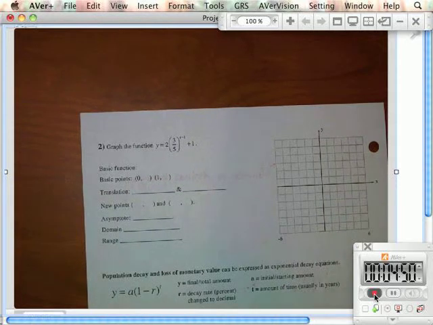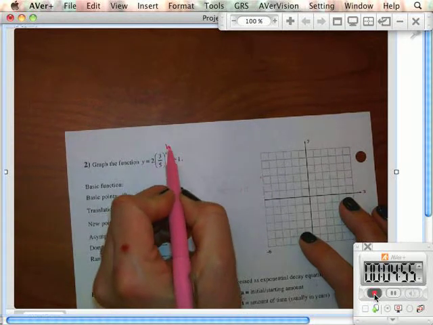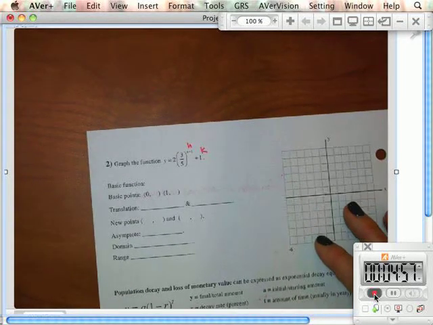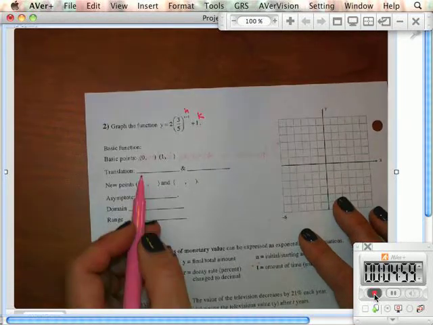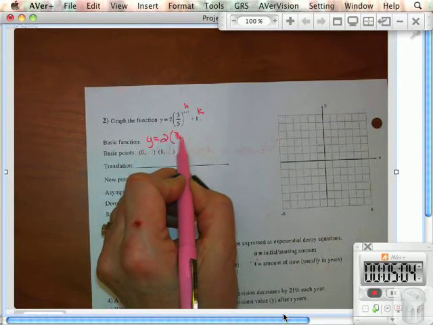Let's add a translation, and then we'll do some application problems. So it's basically the same thing. This is H, this is K. The basic function, again, is this. Y equals 2 times (3/5) to the x.